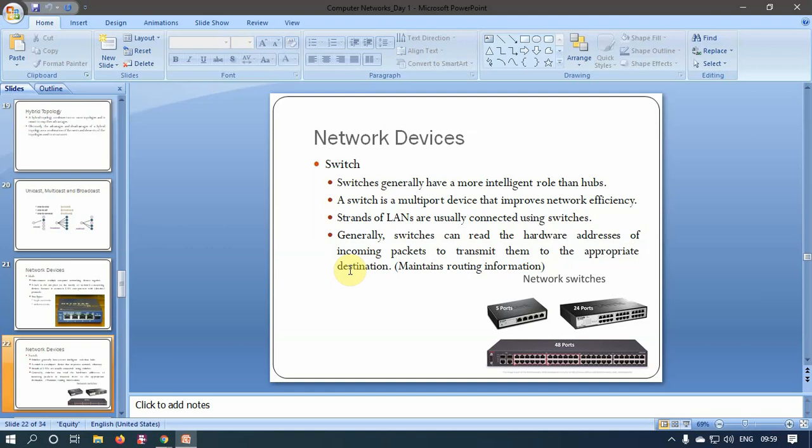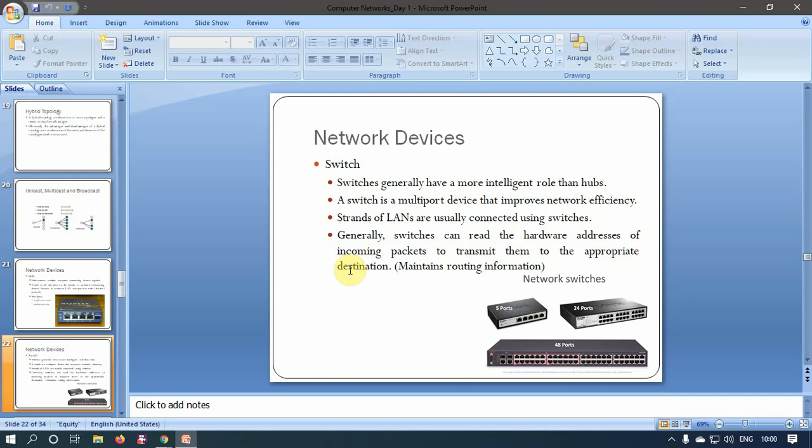Okay, so we will connect these 10 computers, suppose, via a hub, and I will connect the hub to a switch. Again, if I say that again, I have a cluster of 10 computers and I want to connect them to the internet, so I will connect these 10 computers to a hub, and I will connect this hub to a switch. So now what is the function of a switch in this case?